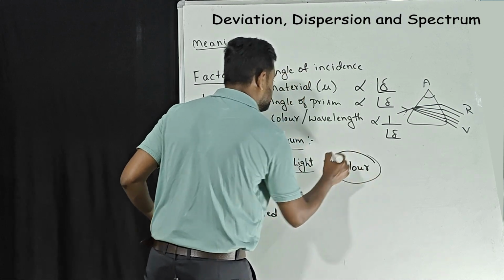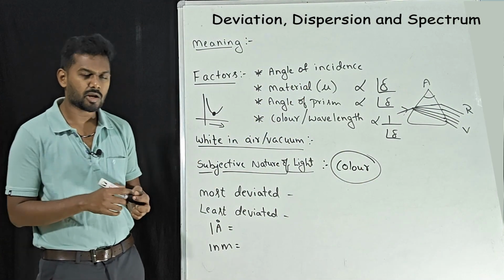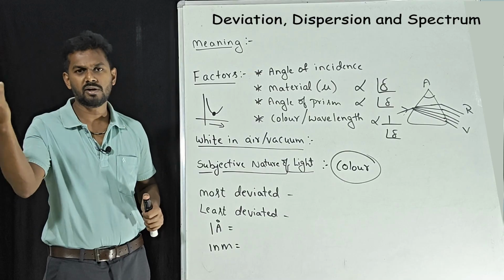What is the subjective nature of light? That is color. Why? Because it is different for different people.